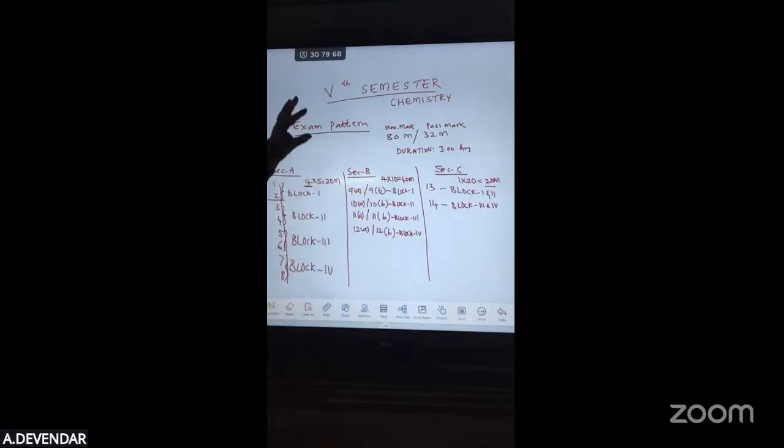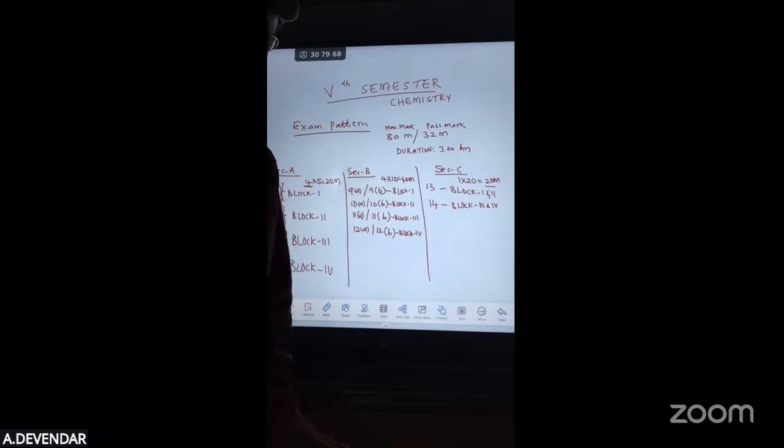Let us complete the examination pattern. First you understand the examination pattern. You can easily understand what syllabus, what blocks we can read to get good marks. So I hope out of 4 blocks, we can read 2 blocks thoroughly, and you will get 60 marks out of 80 marks. This is the examination pattern.